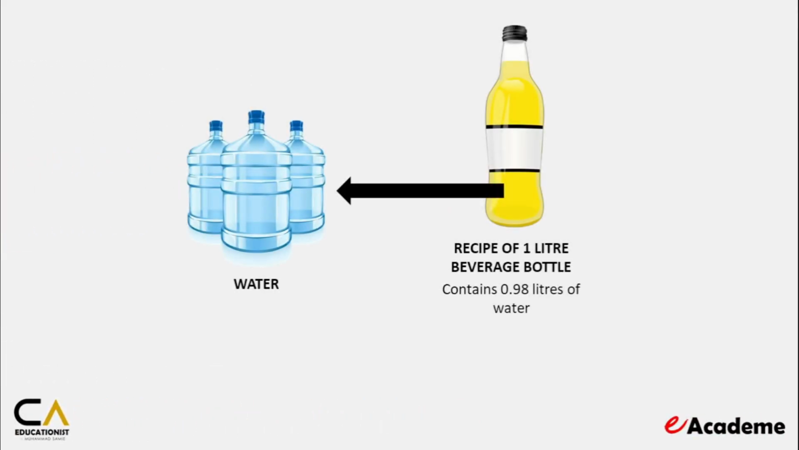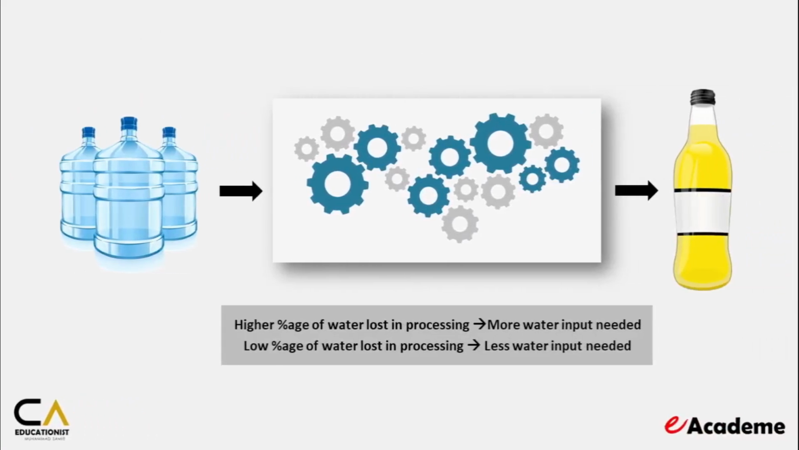For example, it is the recipe of 1 bottle of beverage that it must contain 0.98 liters of water. It means whatever quantity of water was put into process to produce a bottle, the final quantity of water that must be present in a bottle must be 0.98 liters after all losses. Now, depending upon how much water is expected to be lost during production, gross quantity of water must be introduced accordingly. If loss percentage is high, high quantity of water must be introduced. With less loss percentage, low quantity of water would be required.